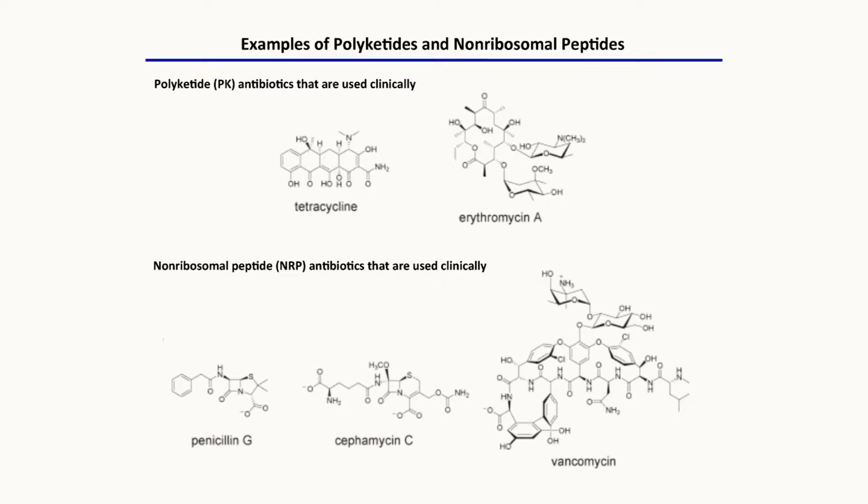If we look at some nonribosomal peptides, all of which can be used clinically, we see the penicillins. We have a 4-5 fused ring system here, a beta-lactam. This comes from three amino acid building blocks initially. We have vancomycin, an antibiotic of last resort. This structure looks really quite complicated, but what we'll see is that it's based on seven proteogenic amino acids.